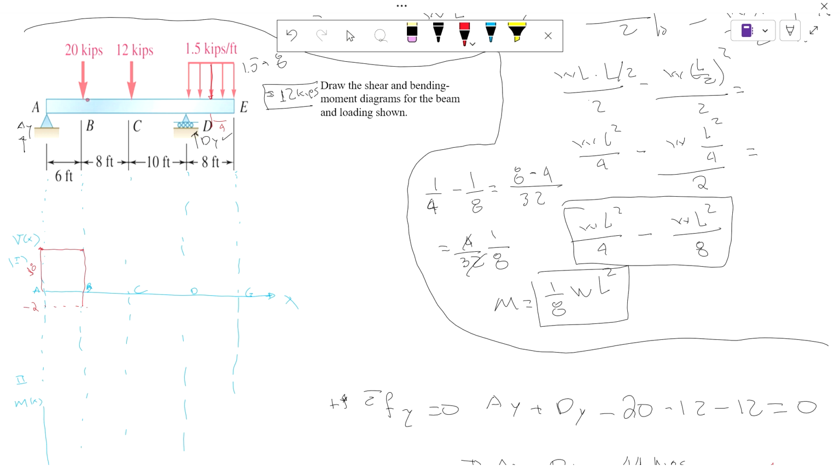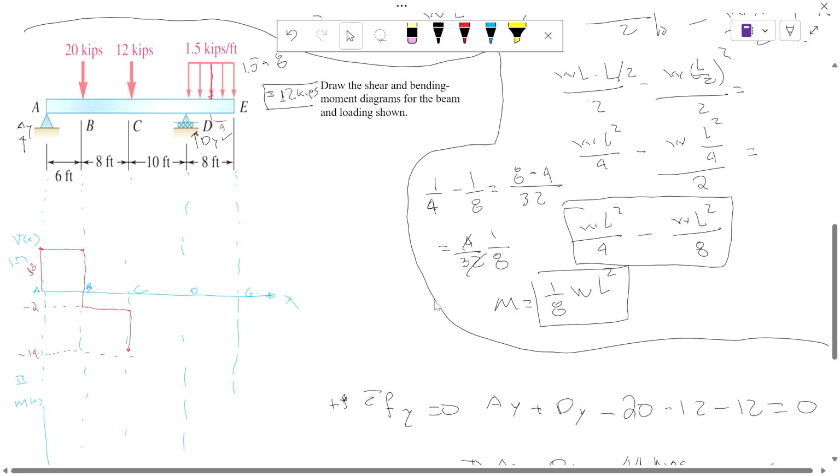All right, so from B to C, we go straight. There's no distributed load, and the next thing we see is another load with a value of 12. So -2 and 12, that is -14. All right, let's take a pause and see what the moment looks like.